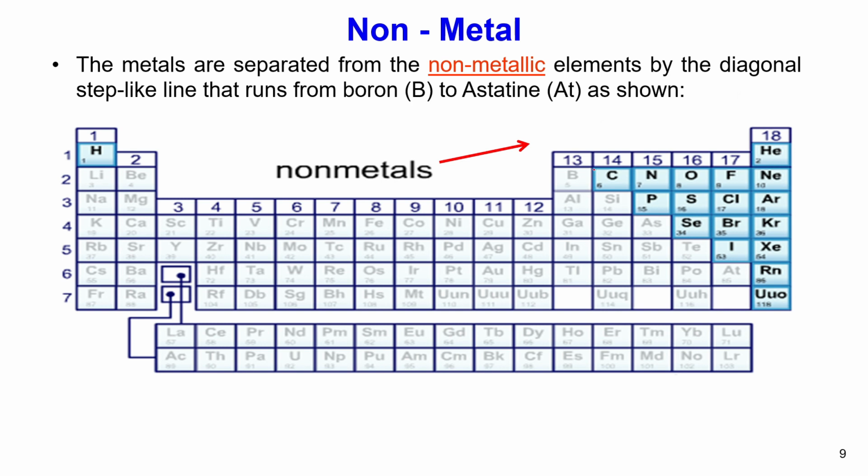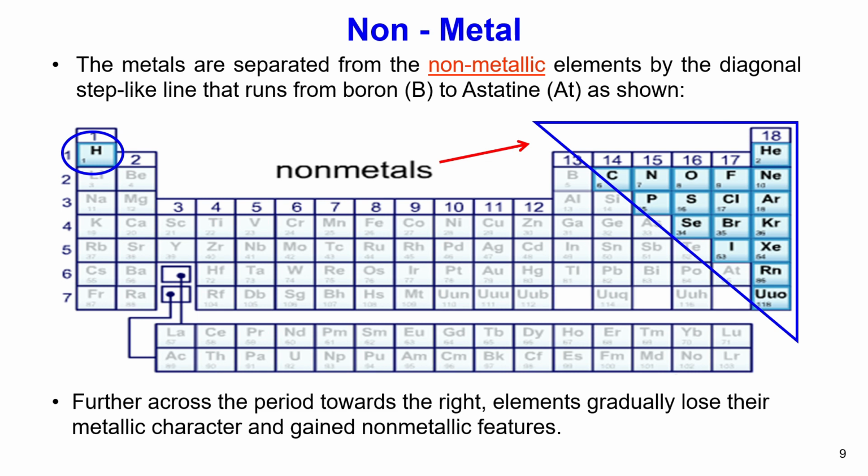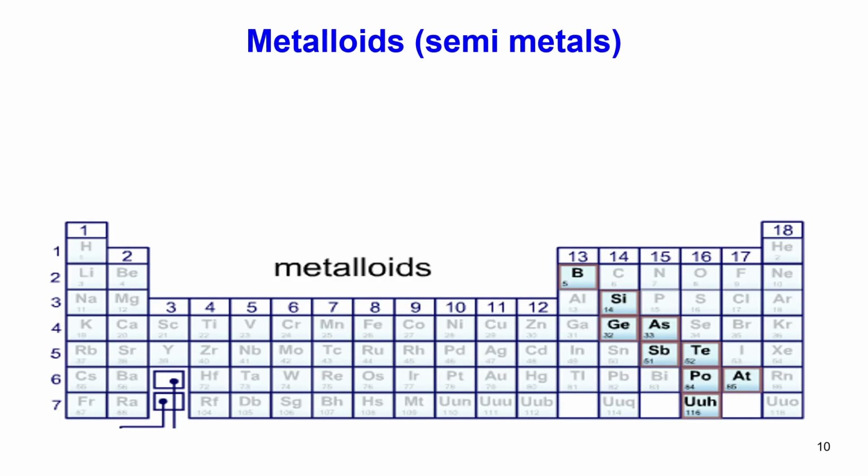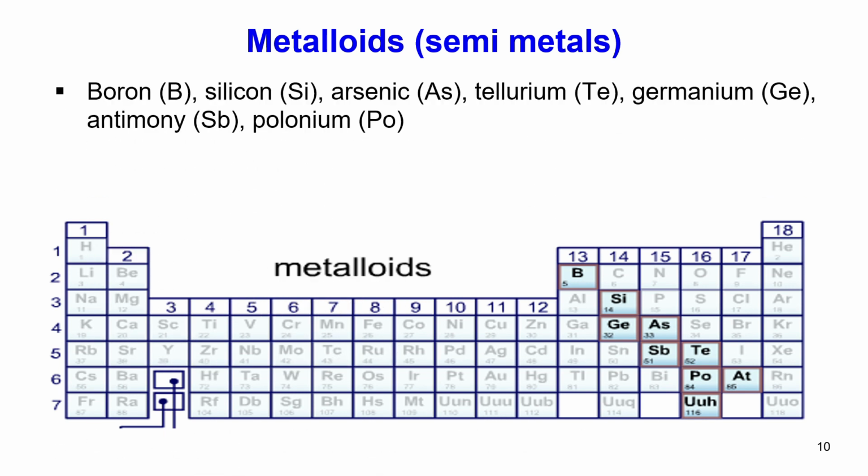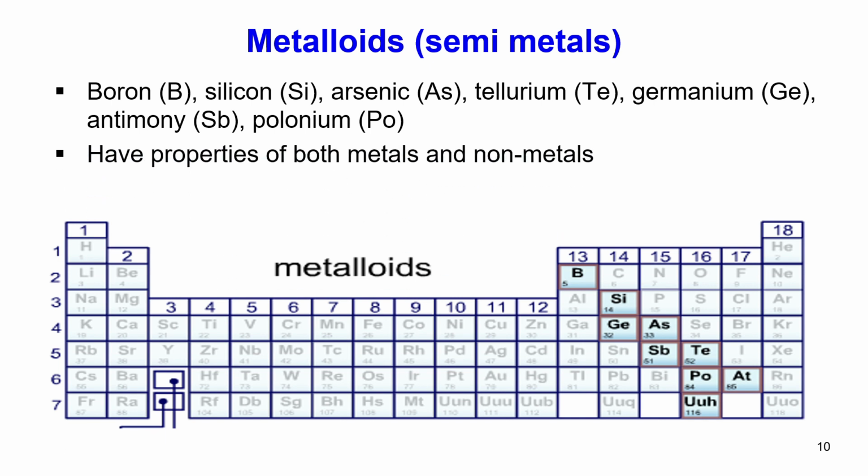So non-metallic separated by a step line, okay, ataupun kita nampak macam tangga, staircase. So all of these elements on your right hand side are called non-metal, including, don't forget, including hydrogen. And between this metal and non-metal we have semi-metal, or we can also call metalloid. So this metalloid will have character of metals and also non-metals.